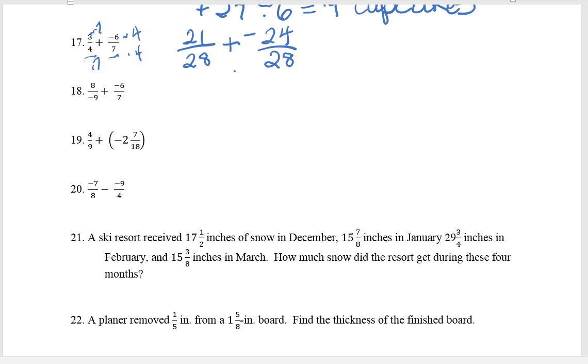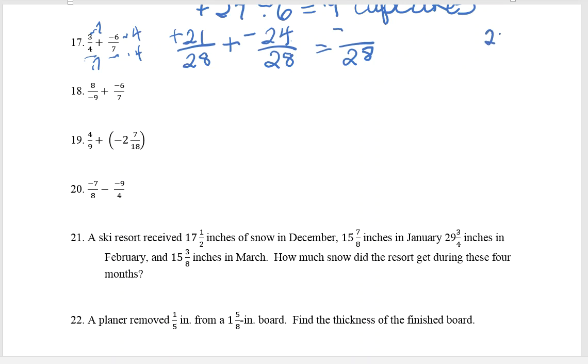Now the nice thing is I can think back to my integers. The 28 is just the size, so it doesn't change. It stays 28. Now I can think of my integers. I have 21. I owe somebody 24. I definitely owe more than I have, so my answer is going to be a negative.